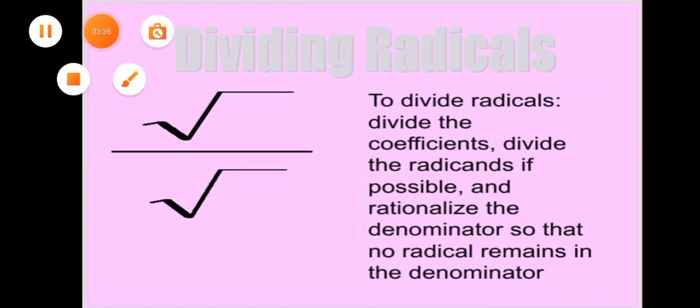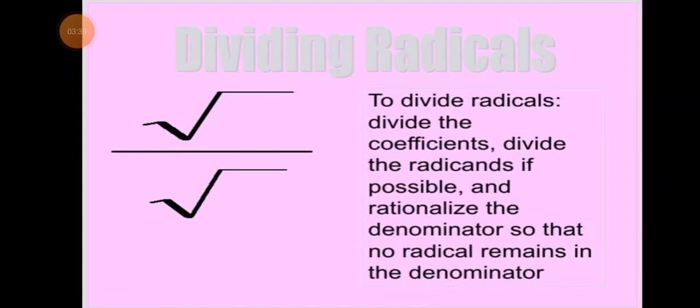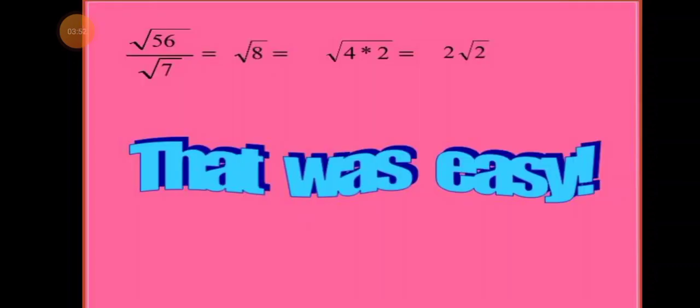Dividing radicands. To divide radicals, divide the coefficients and divide the radicands. If possible, rationalize the denominator so that no radicands remain in the denominator. Example: square root of 56 divided by square root of 7 equals square root of 8. Let's get the factor: 8 is 4 times 2, and the square root of 4 is 2. Put it outside, and the answer is 2 square root of 2.